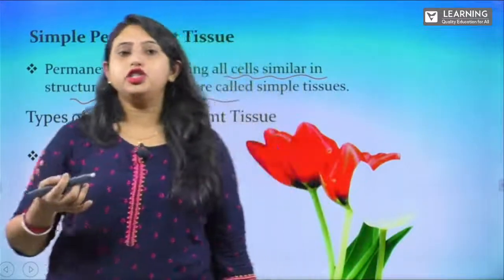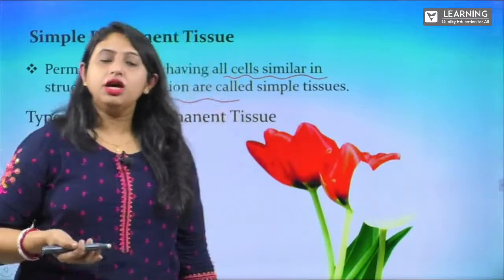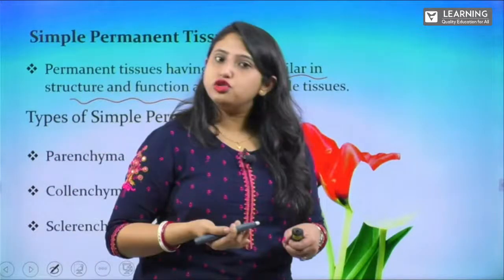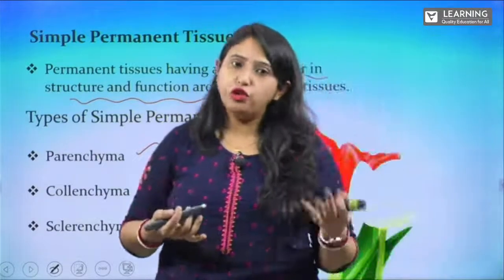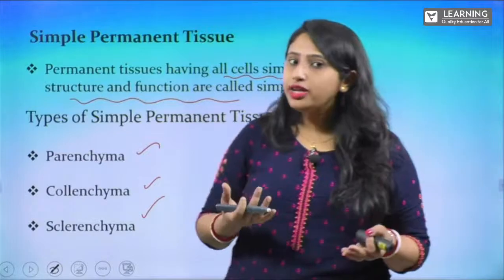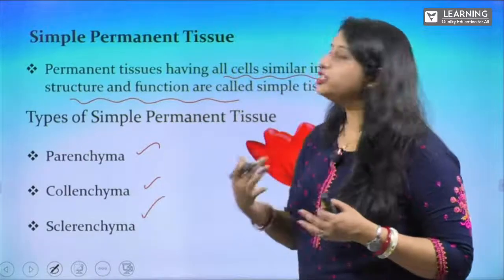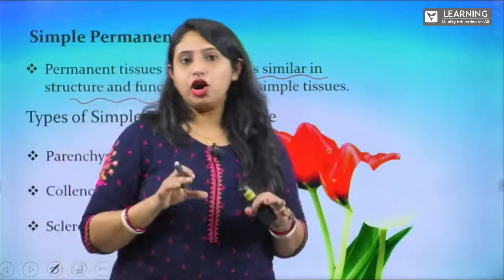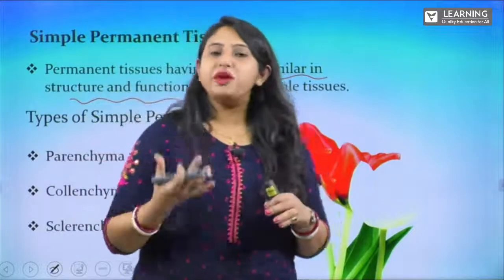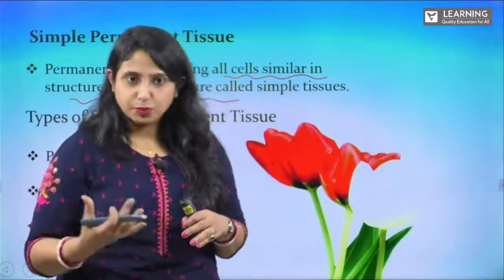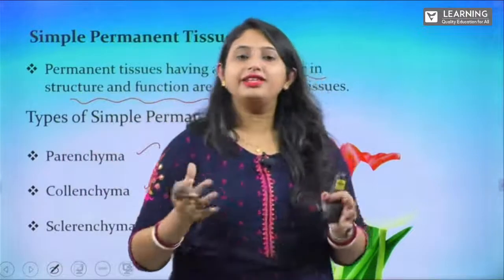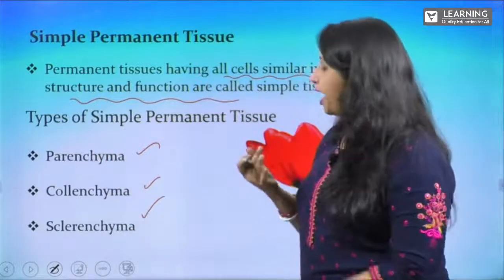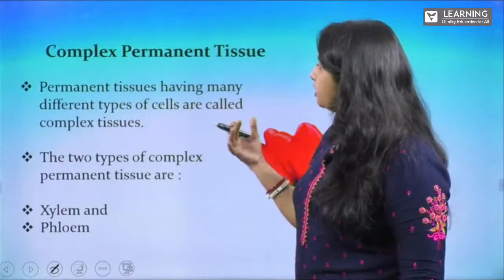In simple permanent tissue, the cells can be thick or thin, and the shape of the cells also varies. Some cells will be spherical, some oval, some elongated too. Some may be living cells and some may be dead cells. Some have intercellular space between them, and some lack it, that is, they are very tightly packed. Clear?